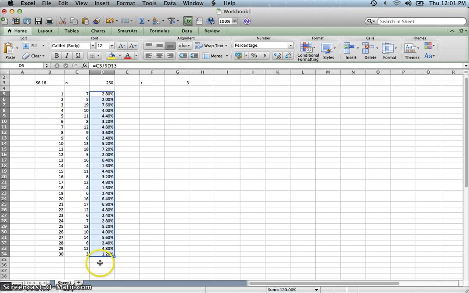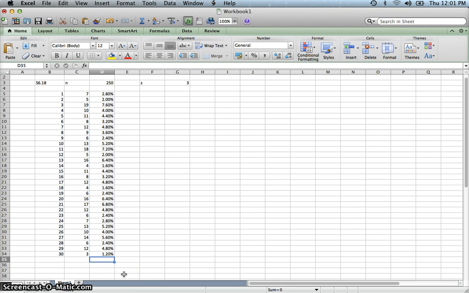Now, of course, the key to this is to be able to figure out what the average percentage, or the p-bar, is. And so in this case, I'm going to do it this way. I'm going to just type equals average, and I am going to highlight all of these percentages for each day. And so that'll give me my p-bar. So the average is 4%.